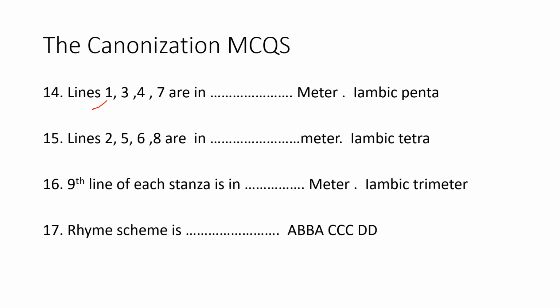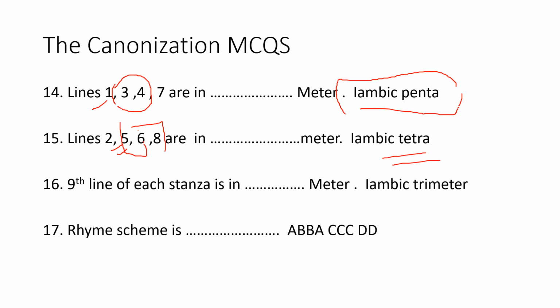Lines 1, 3, 4, 7. Now, we have seen that the poem has 5 stanzas, 9 lines each. So, in each stanza, lines 1, 3, 4, 7. You can just learn it like this: 4 plus 3 is 7. So these lines 1, 3, 4, 7 are in dash meter. They are in iambic pentameter. And when it comes to 2, 5, 6, 8, they are in iambic tetrameter.